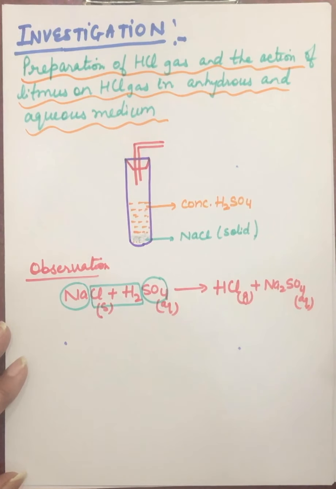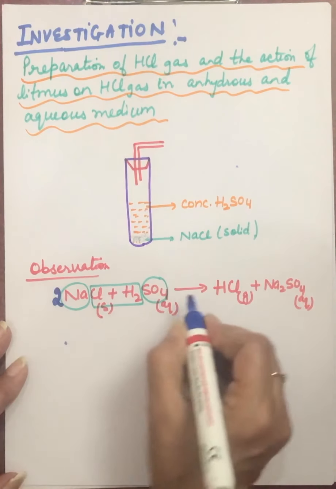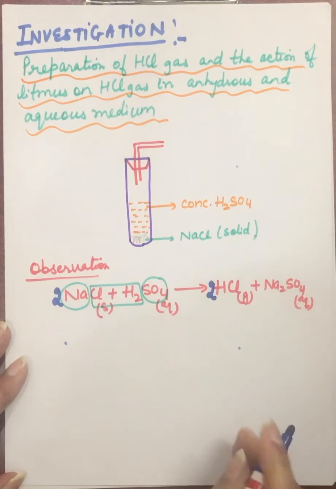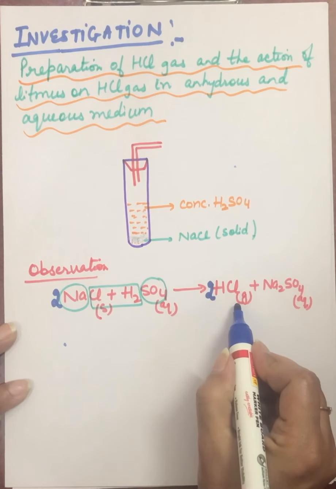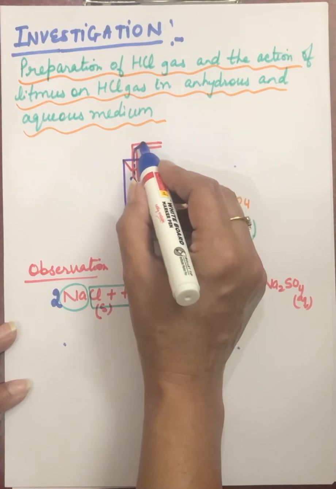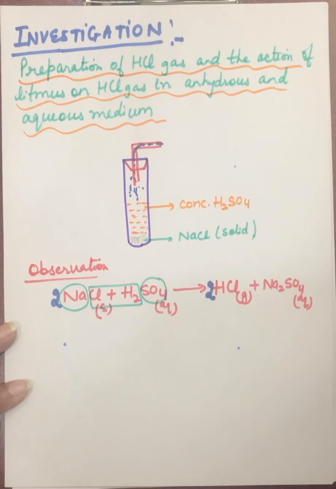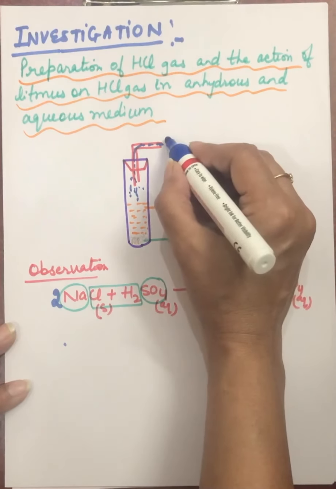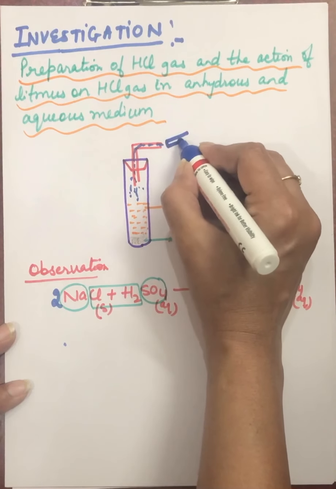Now to balance this, we need 2 NaCl. The gas forming here is HCl gas. This gas is coming out through the delivery tube. So what we'll do now is keep a blue litmus paper here.